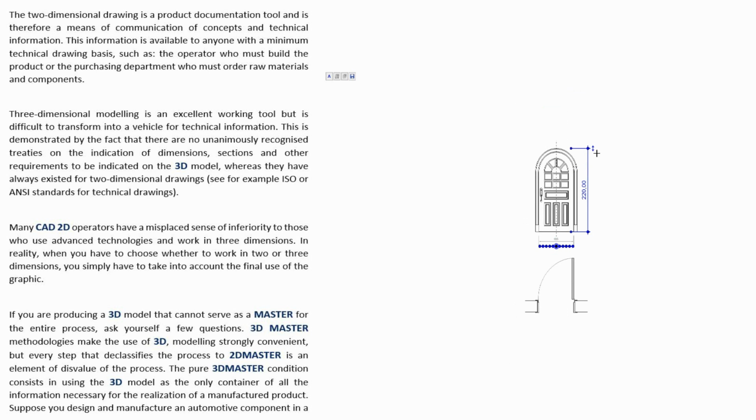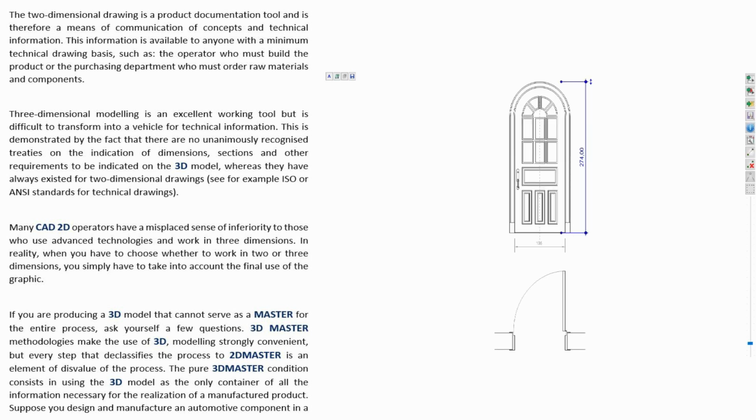Three-dimensional modeling is an excellent working tool but is difficult to transform into a vehicle for technical information. This is demonstrated by the fact that there are no unanimously recognized treaties on the indication of dimensions, sections, and other requirements to be indicated on the 3D model, whereas they have always existed for two-dimensional drawings. See for example ISO or ANSI standards for technical drawings.